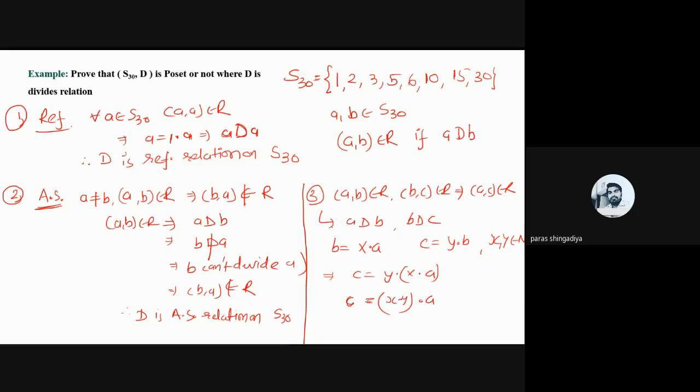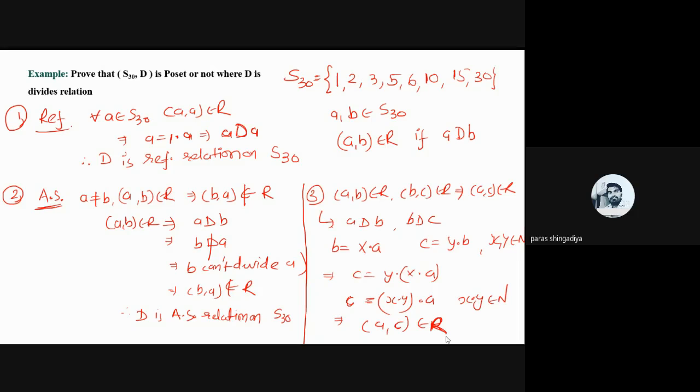Just arbitrary notation I use here, X, Y. You can also consider m, n, p, q, r, s, t, anyone. So XY also belongs to the set of natural numbers that we already discussed, and therefore we can say that (A,C), if C can be written as X into Y into A, means (A,C) also belongs to the set of natural numbers, means it also belongs to the relation. So if it is reflexive, antisymmetric, transitive, then we can say that it is a partially ordered set.